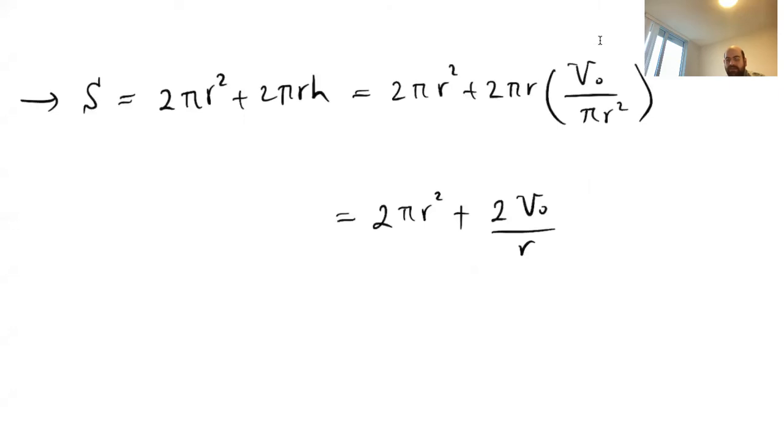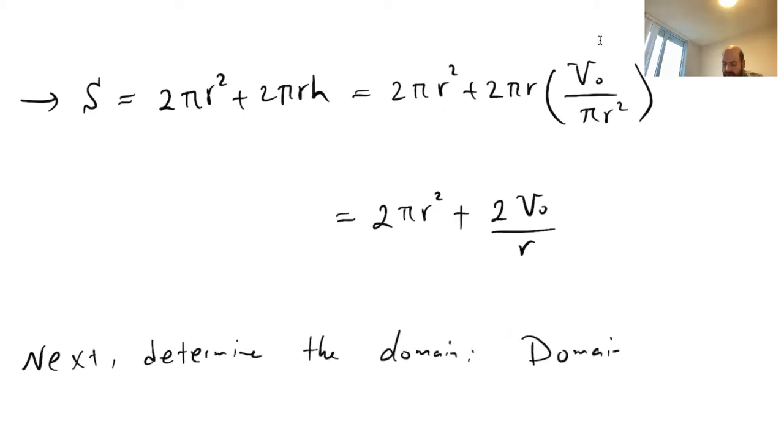Now we have to determine the domain. Next, determine the domain. So domain equals, what is the domain? The set of all inputs. Input here is r. What are the possible values for r? r, of course, must be non-negative. I cannot choose r to be negative. It's the radius of the cylinder. It has to be bigger than or equal to 0 for sure. But there is no maximum value for r, right? Potentially, r could be anything.